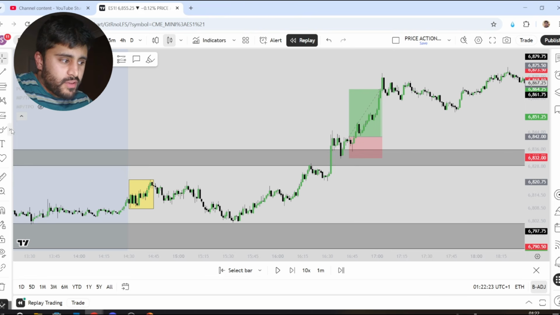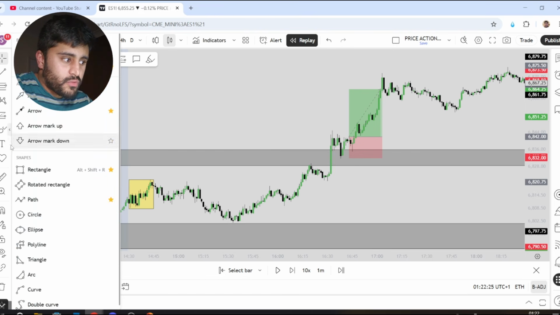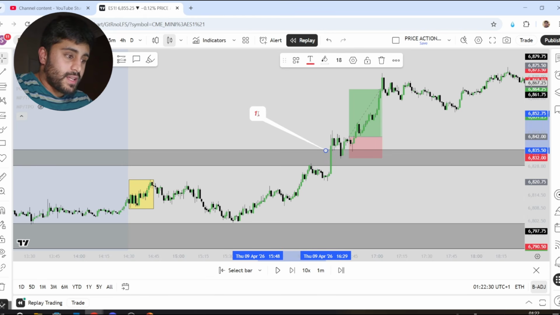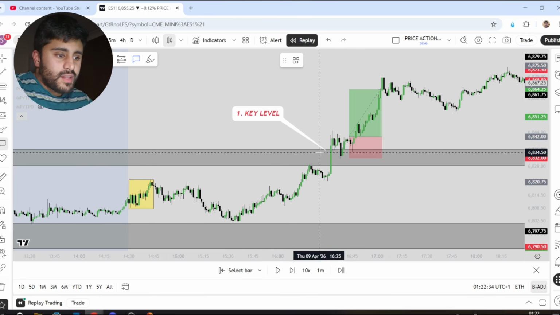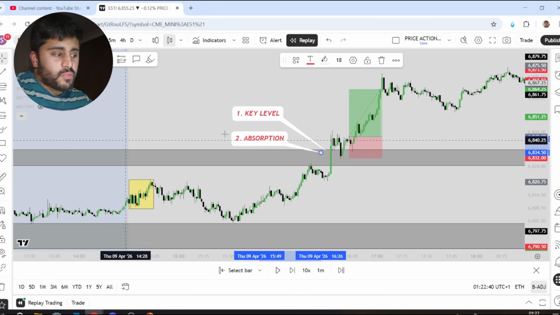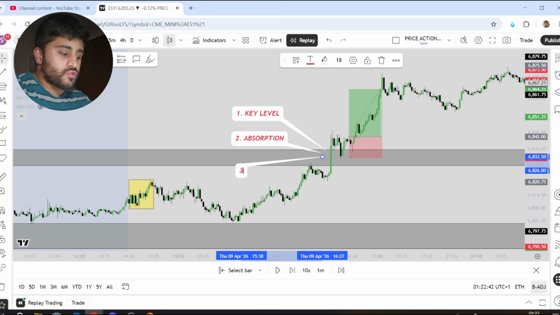A couple of things to note with this is that there were three main things which price did. Price tapped into a key level. That's step one. The second thing, price gave an absorption. I'm going to talk about absorption. And then the third thing is price gave us an entry, what we call a retest entry.